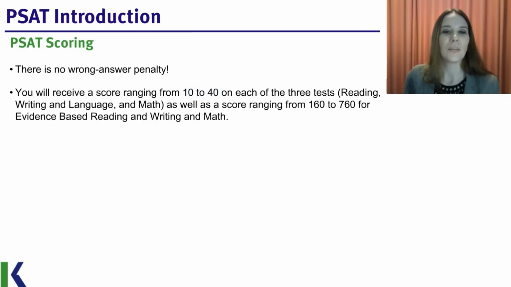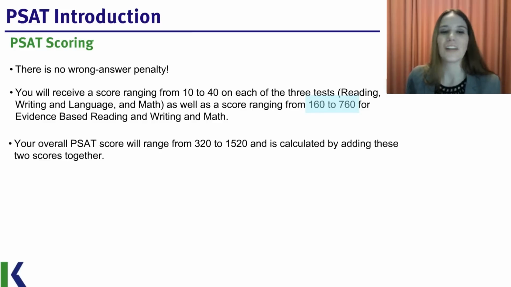And you can see here that you are going to get 2 scores out of 760, with 160 on the lower end. One of those is evidence-based reading and writing, the other is math. Add this up and you're going to get your PSAT score, which is out of 1520.